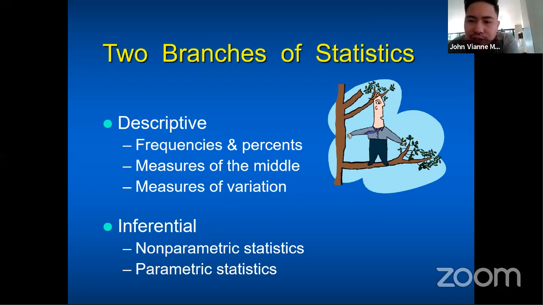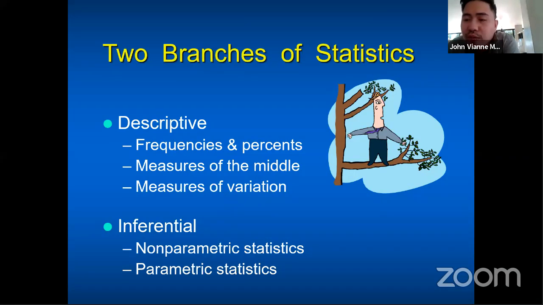So we have two branches of statistics. We have the descriptive one, which actually includes the following: frequencies and percents, measures of the middle or the median, and measures of variation, which includes standard deviation. And then we have inferential statistics. We can have non-parametric statistics and parametric statistics.